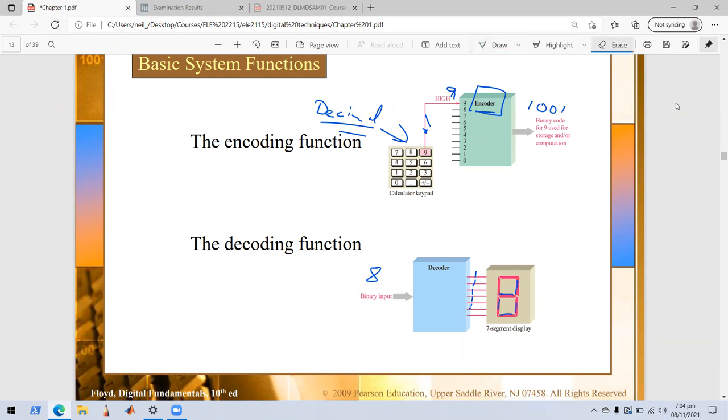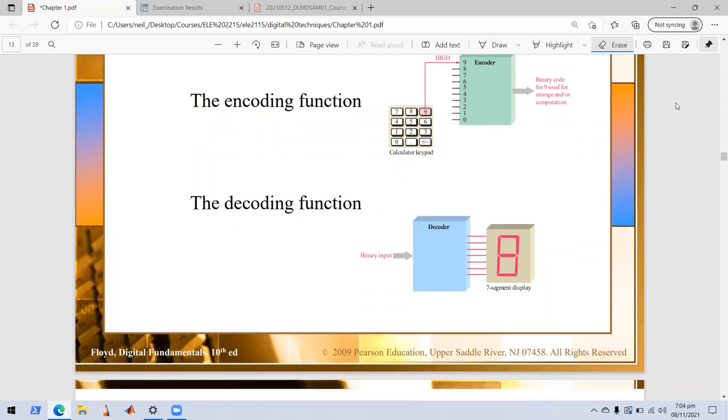But for the number 2, it's going to send a different binary number saying, okay, turn this one on, turn this one on, turn this one on, turn this one on, turn this one on, lighting up here the number 2. It's decoding the binary information into something useful in the physical world. So that is just a simple example of an encoder and a decoder. Of course, they can get way more complex and we can do more things with them.